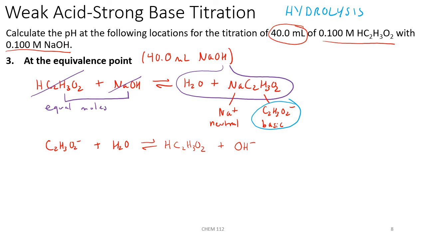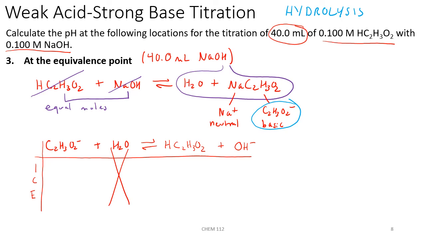So at this point, it's going to be setting up an ice table for hydrolysis just like we've done in the past. We often ignore our water and cross that off because it's a pure liquid and its concentration remains unaffected. But we need to know what our initial concentration of acetate is before this hydrolysis occurs. So we're going to have to calculate what that initial concentration is by figuring out how many moles of acetate are present at the equivalence point.